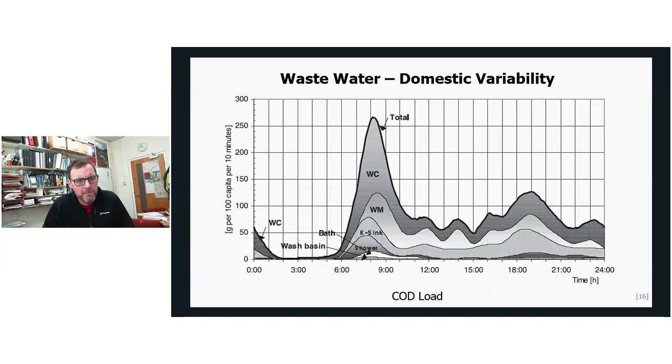Now this is the same graph, but it's by usage device. So this data is maybe about 10 years old, so it's perhaps a little out of date, but you can see that the big user in the morning is the WC, washing machine, then the kitchen sink, then the shower. So you can see how the usage levels are at the peak time.